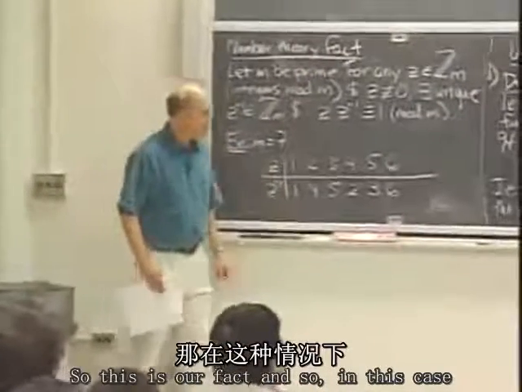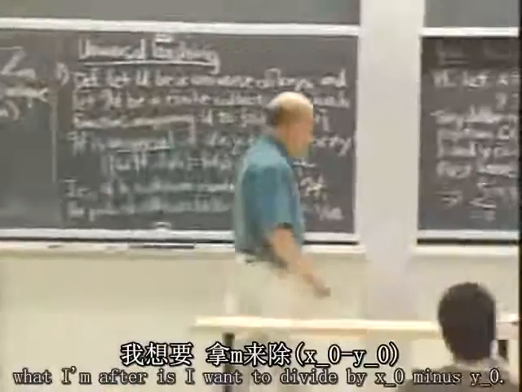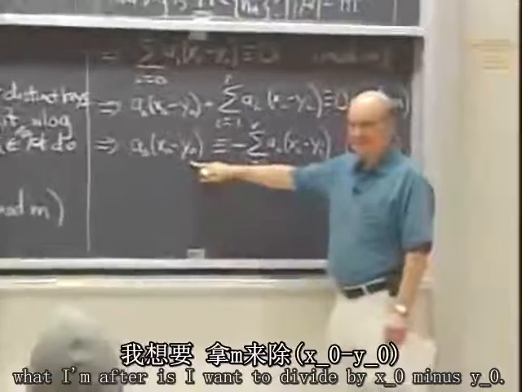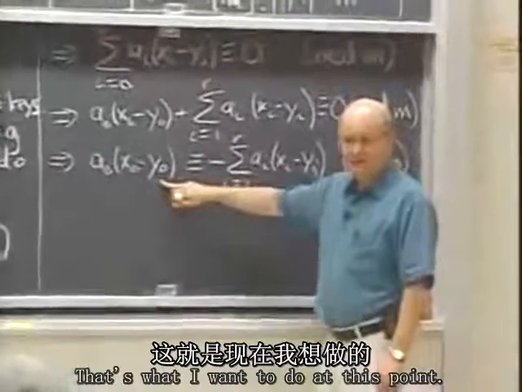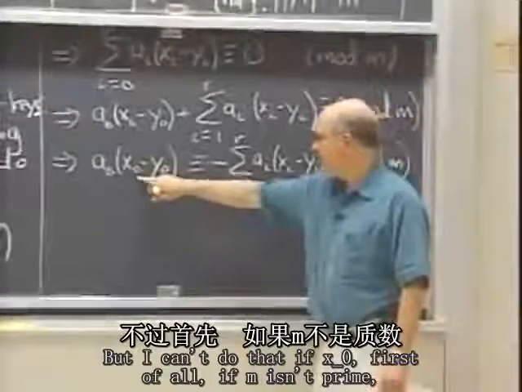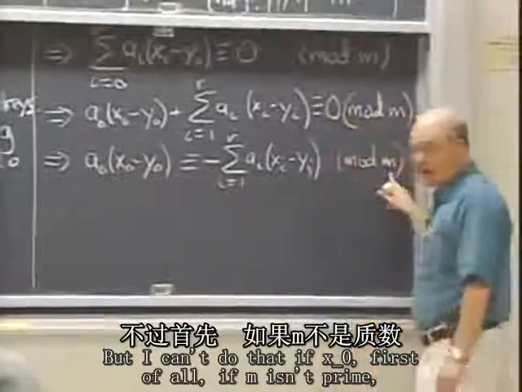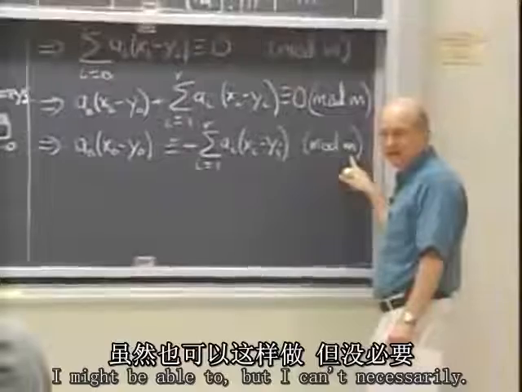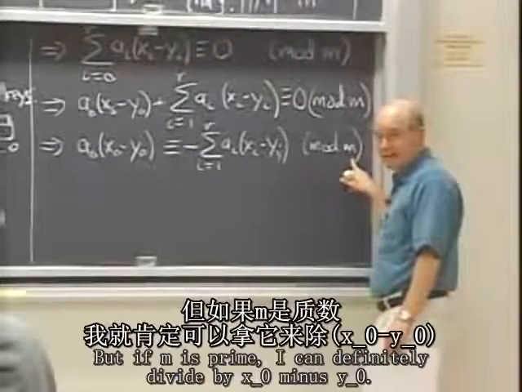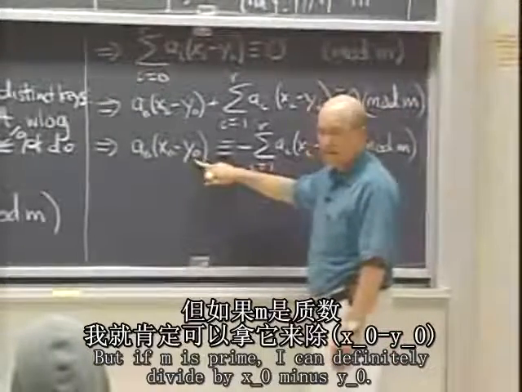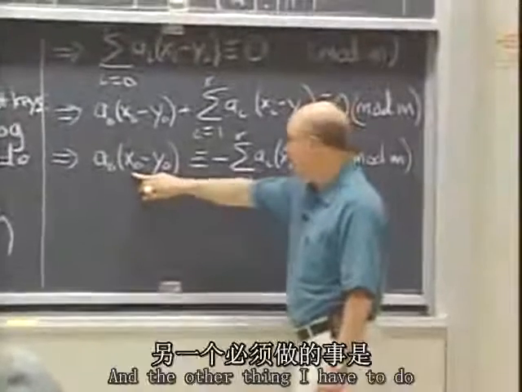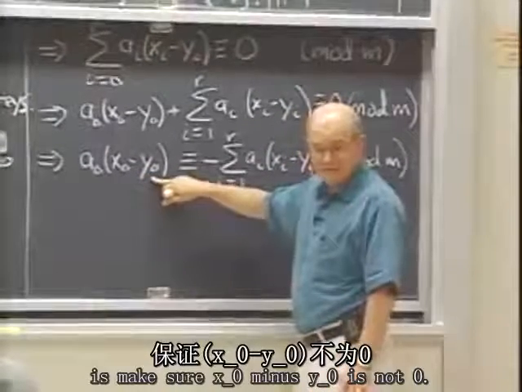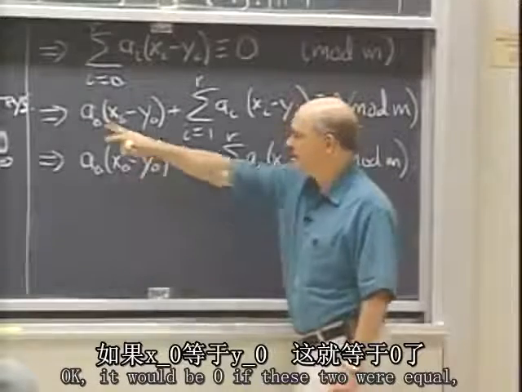And so in this case, what I'm after is I want to divide by x0 minus y0. That's what I want to do at this point. But I can't do that if, first of all, m isn't prime. I can't necessarily do that. I might be able to, but I can't necessarily. But if m is prime, I can definitely divide by x0 minus y0. I can find that inverse. And the other thing I have to do is make sure x0 minus y0 is not 0. It would be 0 if these two were equal, but our supposition was they weren't equal.